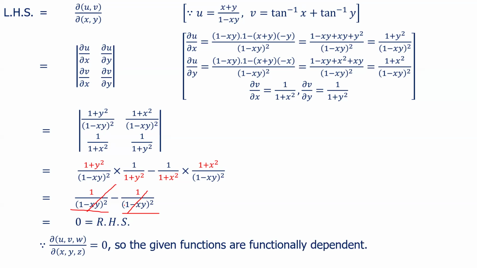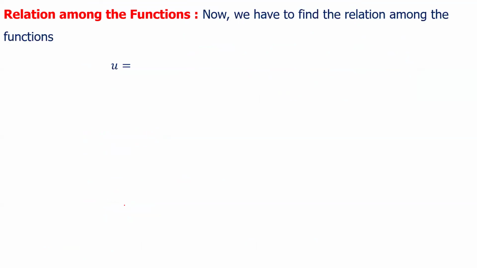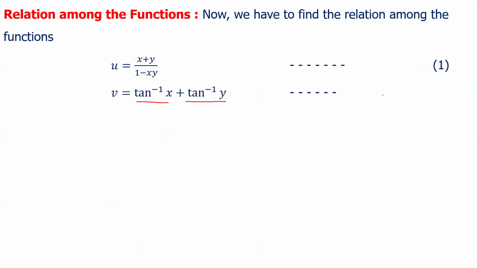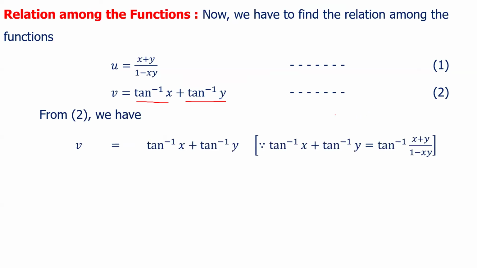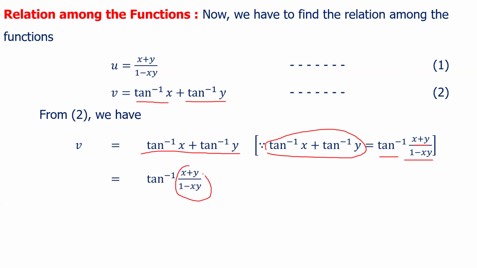Now, since these are functionally dependent, let us try to find the relation among the given functions. u is given as (x plus y) upon (1 minus xy), equation number 1. v is given as tan inverse of x plus tan inverse of y, which is equation number 2. From equation number 2, we have v equal to tan inverse of x plus tan inverse of y. But we know that tan inverse of x plus tan inverse of y is nothing but tan inverse of (x plus y) upon (1 minus xy).